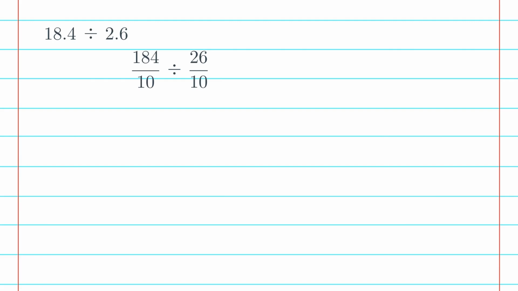Basically, we remove the decimal point and for its place we put the multiple of 10 in the denominator based on the place of the decimal point. Since the decimal point is in the tens place, the denominator is 10.